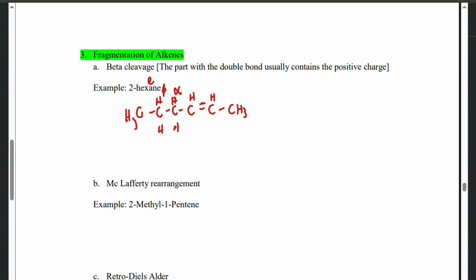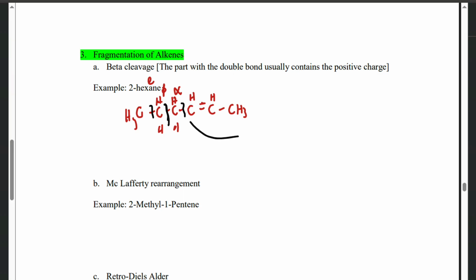The part with the double bond usually contains the positive charge. So when you fragment, first of all, identify the fact that fragmentation can occur anywhere, can occur here, here, here, anywhere, or even at the hydrogen bond. But when we are talking about the most stable product, the most stable product is when you fragment far away from the double bond in order for resonance to occur. Like when you fragment at this point, beta, we call it beta cleavage, because this beta carbon is leaving. So this is alpha, and this is beta cleavage, because this beta carbon is leaving.